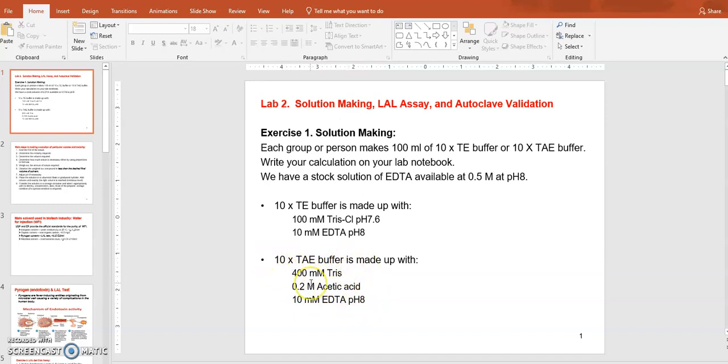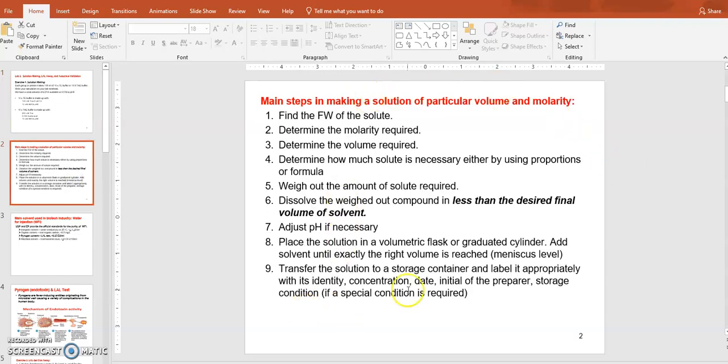So I want you to do your math calculation, and based on your calculation, you find out how much of each component you would need, and by mixing them up, you will make a solution. That is your first task. So solution making practice. When you make a solution, you need to follow these steps. Number 1 step, find the formula weight of a solute if you're making a smaller solution, right? And then determine the molarity required and determine the volume required and do a little math to find out how much of your chemical you would need and how much volume of the solution you need.